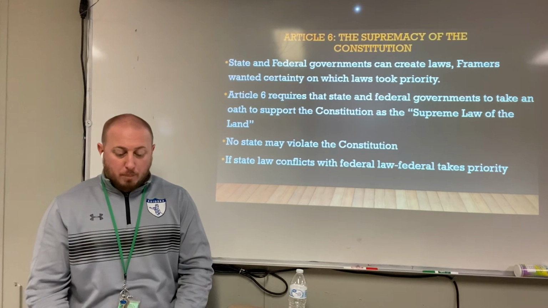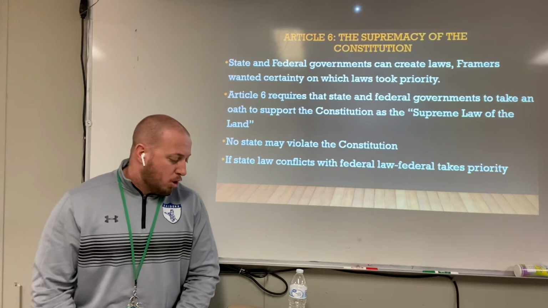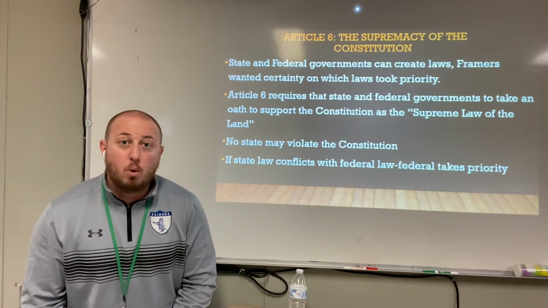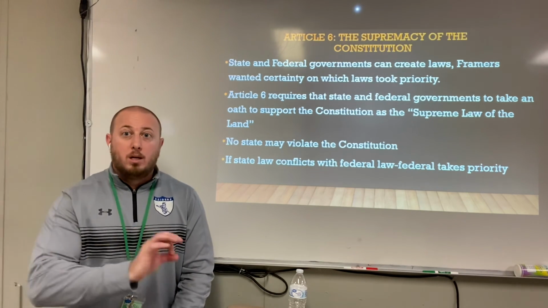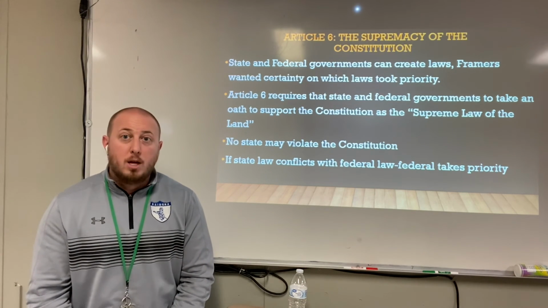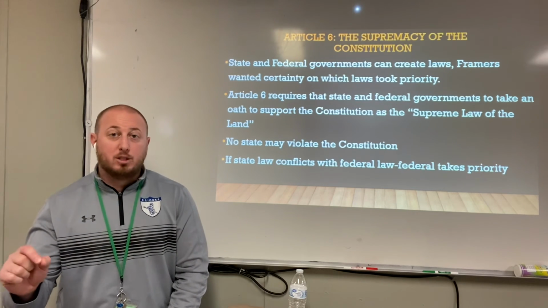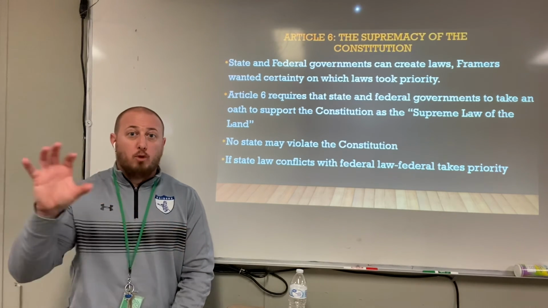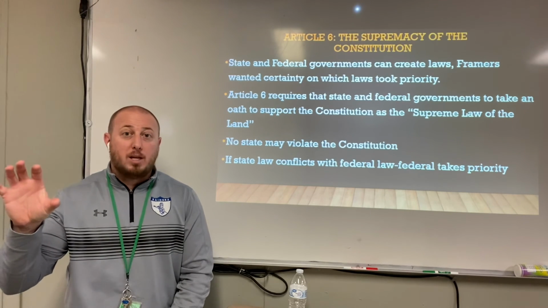Article 6, the supremacy of the Constitution. So according to Article 6 of the Constitution, can state laws conflict with the Constitution? The answer is no. And there we go back to the judicial branch in the Supreme Court upholding the constitutionality of not only federal, but state and local laws. The Constitution is the supreme law of the land, is the way it's written. That's the language. Meaning the Constitution is the overarching blueprint by which we follow here in the United States.